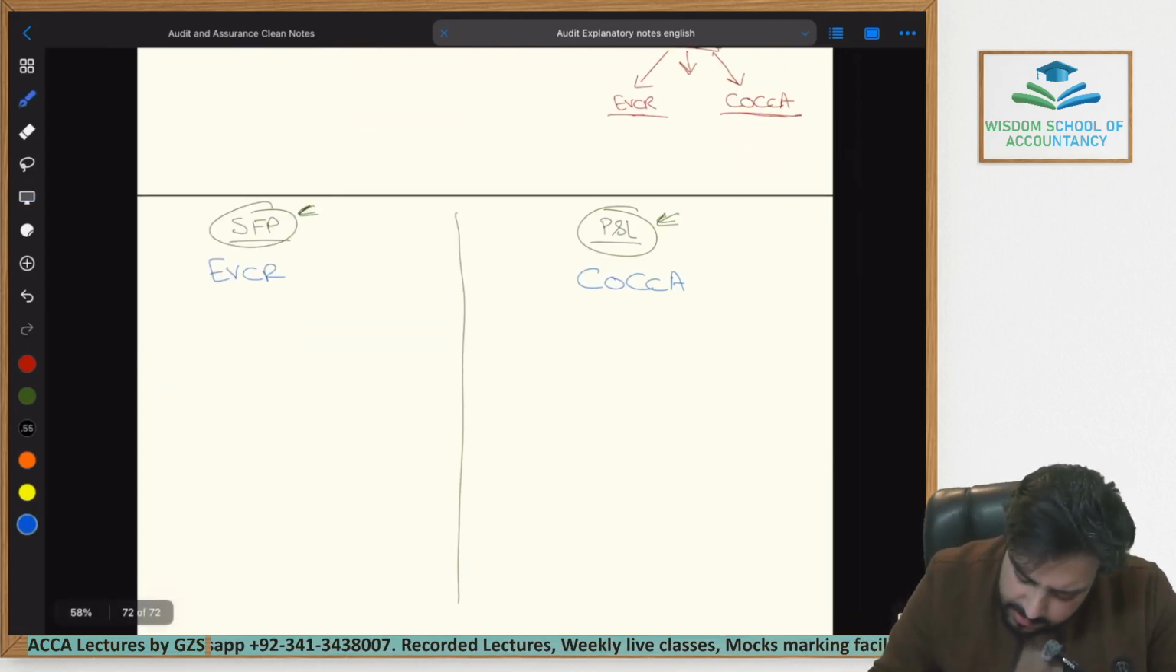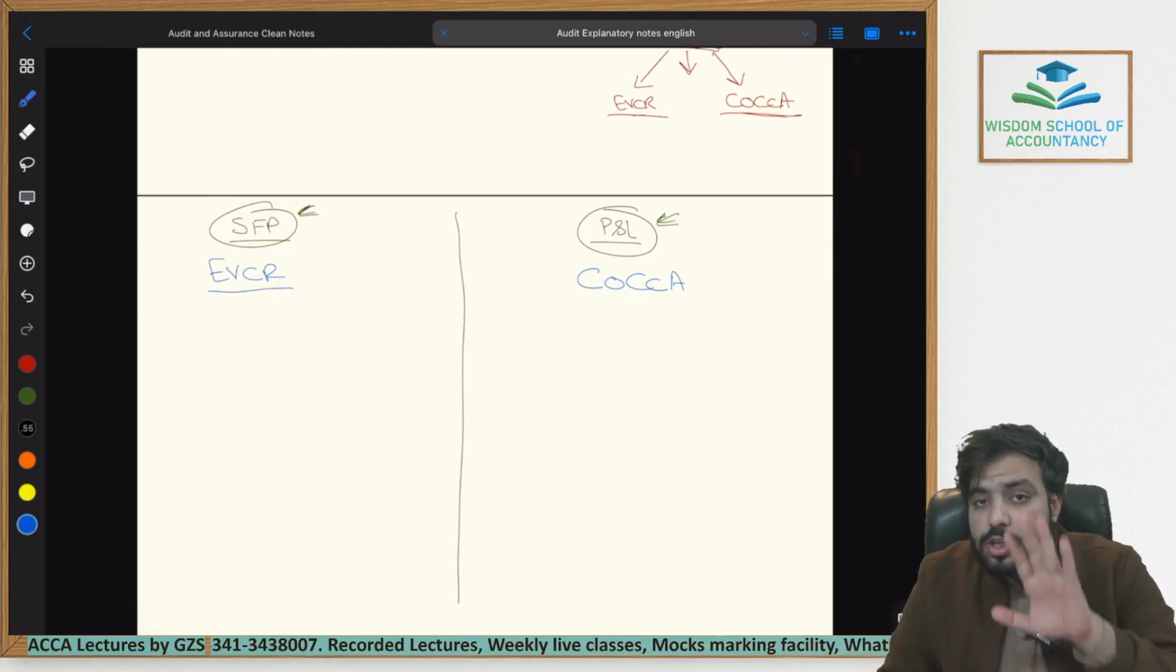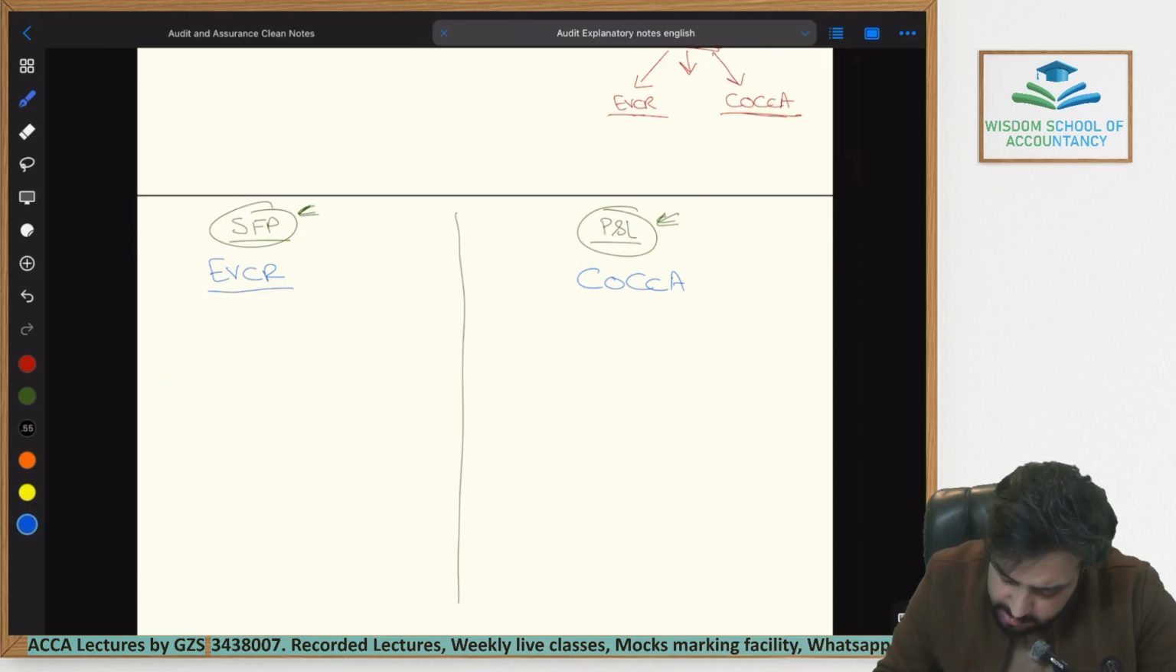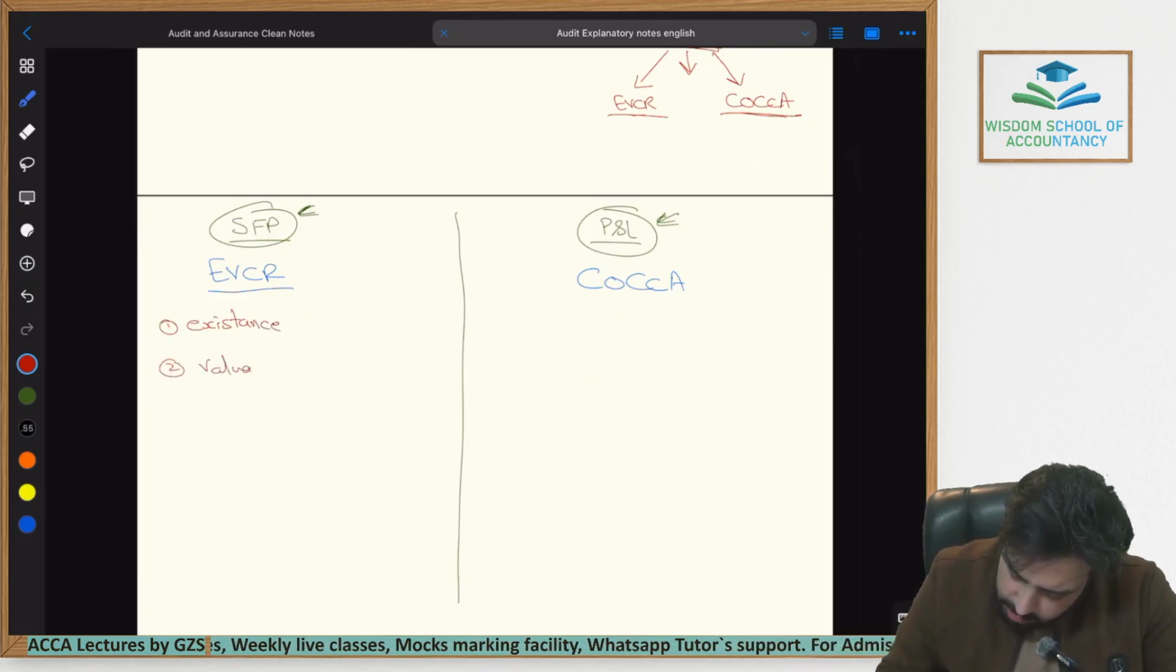Whenever management says that there is no EVCR issue in the statement of financial position, this is an acronym. E stands for existence. V stands for valuation. C stands for completeness.